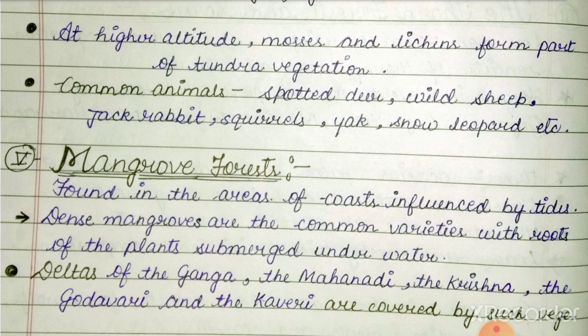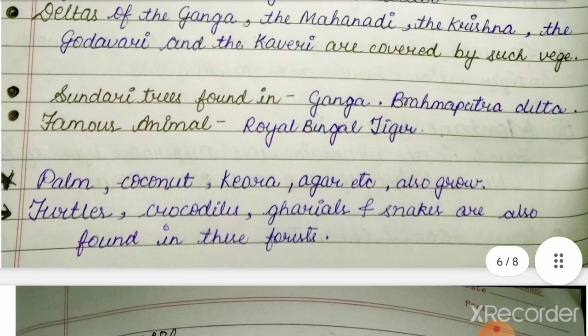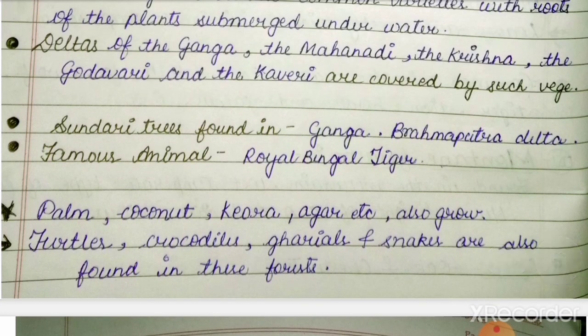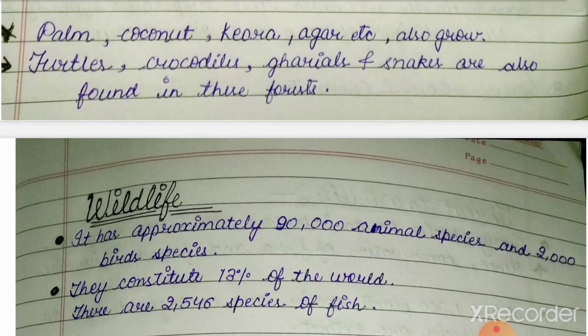Then mangrove trees. Don't call this a mango forest, right? It's not at all. This is mangrove forest, and it is found in coasts influenced by tides. Dense mangroves are the common varieties with roots of the plants submerged underwater. Deltas of the Ganga, the Mahanadi, the Krishna, the Godavari and the Kaveri are covered by such vegetation. Then Sundari trees are found in the Ganga Brahmaputra Delta. Famous animal is the Royal Bengal tiger, and palm and coconut are the other trees.